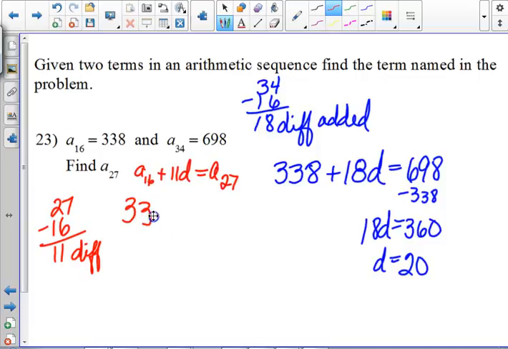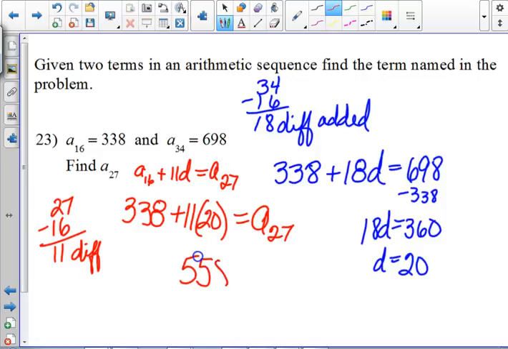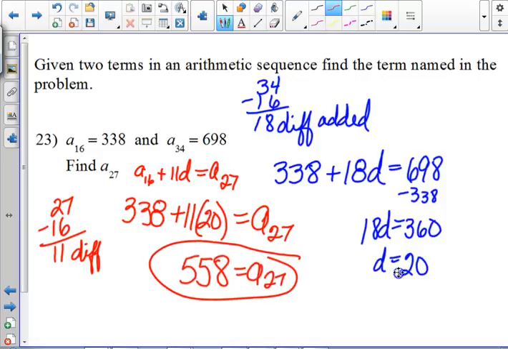If you're confused where we're getting these numbers, we'd have 338 is term 16 plus 11 differences, each of which is 20, should give us the 27th term, which is 558. Okay, that was a lot of messy work to come up with 558.